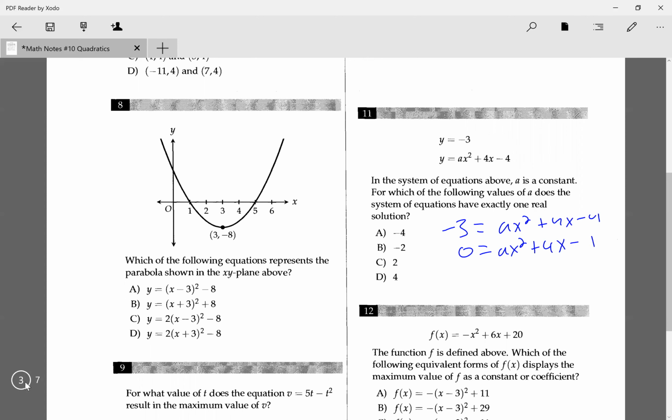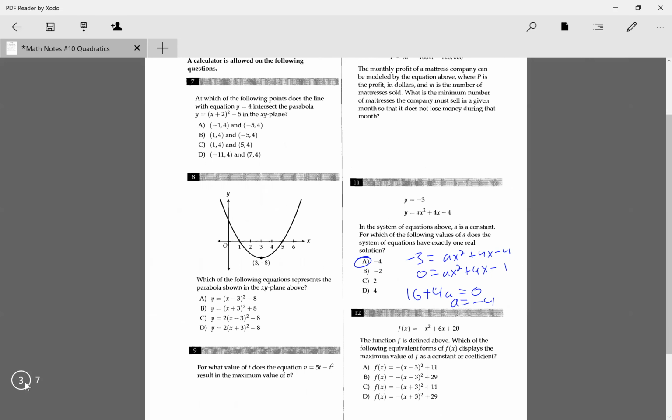And now I want to know for which of the following values of a the system has exactly one real solution. So that means the discriminant has to equal 0, right? If you want one real solution. So if the discriminant equals 0, then that means b squared, which is 16, minus 4 times negative 1, so that's plus 4 times a, so plus 4a, equals 0, because I want to have one solution. So in this case, a would have to equal negative 4. So the answer is answer choice A.